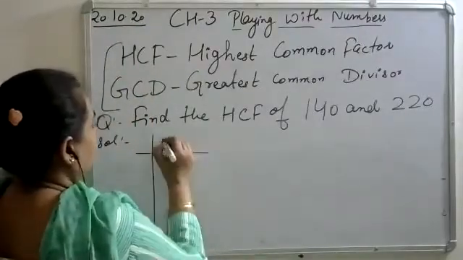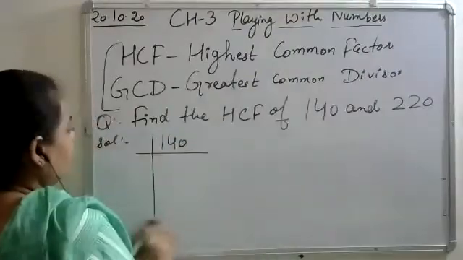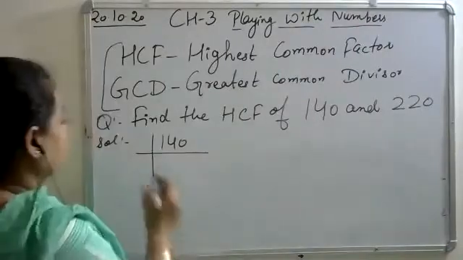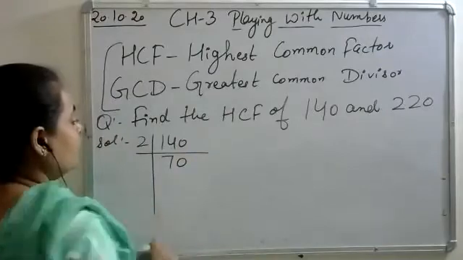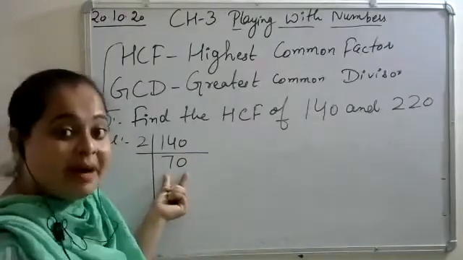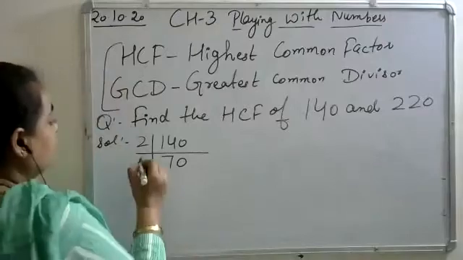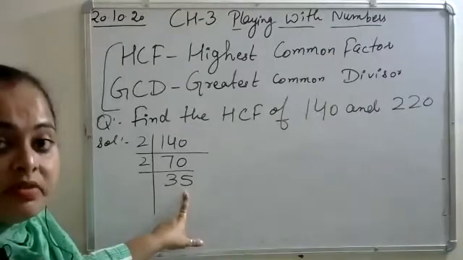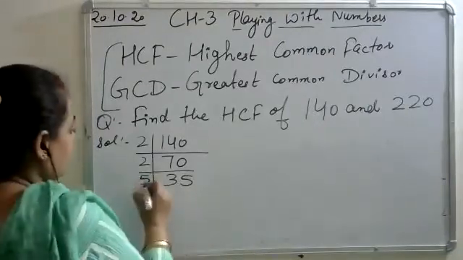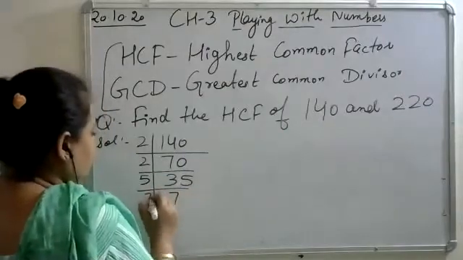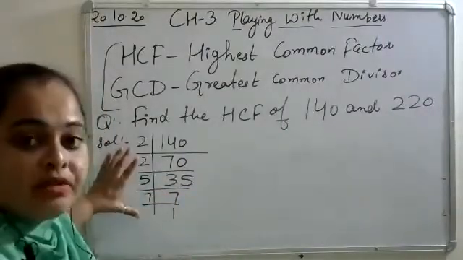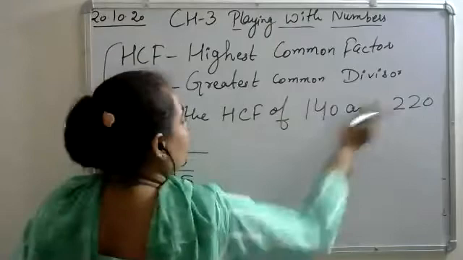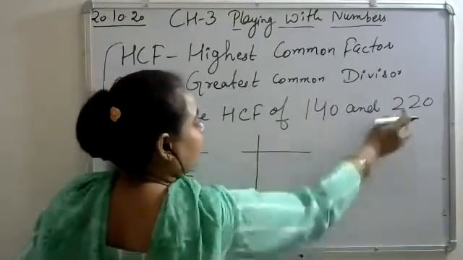This separately. First of all, 140 division in the table of 2, 70. Again, 70 is divisible by 2. Recall the divisibility rules. 35. Now, this 35 is divisible by 5, 7, and after that we have 7, 1. So this is the prime factorization of 140. Similarly, find out the prime factorization of 220.